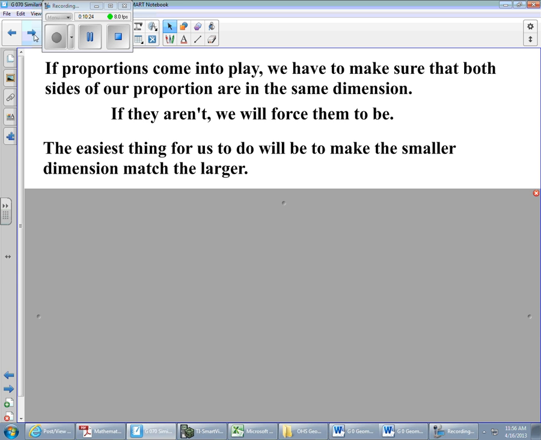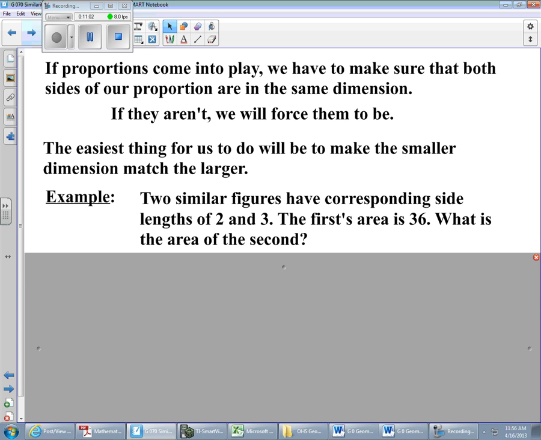Okay. Now, if proportions come into play, we have to make sure that both sides of our proportion are in the same dimension. And this is kind of what the questions have been based on here lately. Not necessarily the proportion, but the same idea. Hypothetically, if we changed this one piece of information in this proportion, what would that do to the other parts of the proportion? That's what we've been seeing on the questions lately. And the answer is if one part of the proportion wants to change dimensions, that's fine. We have to make sure that the proportion matches in its dimensions. And the easiest thing for us to do is make the smallest dimension match the larger.